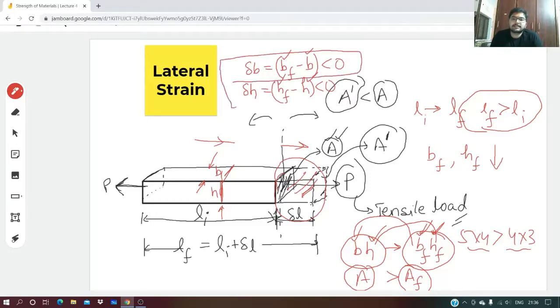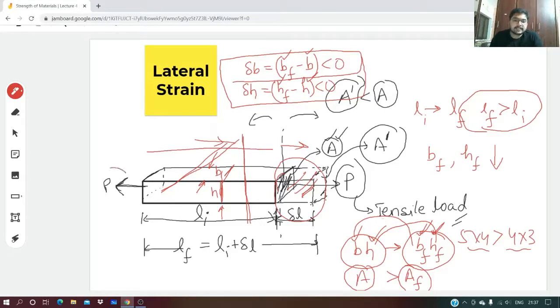And this breadth and height, what are the directions of this breadth and height? This is horizontal breadth and this is vertical height. In the vertical direction height is measured, in the horizontal direction breadth is measured, but both of these are perpendicular to the length direction.